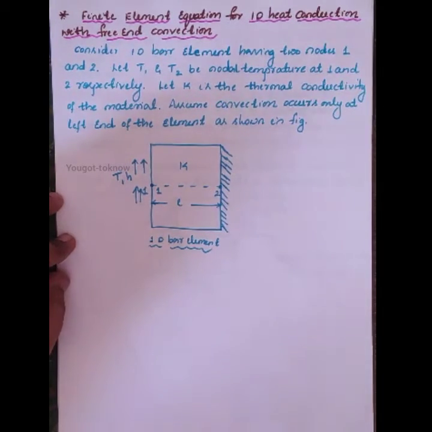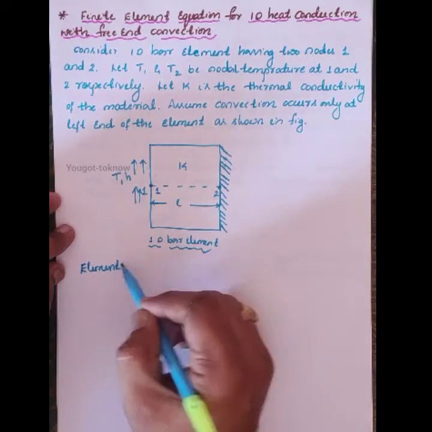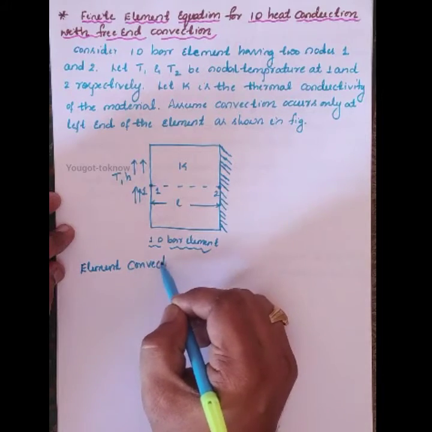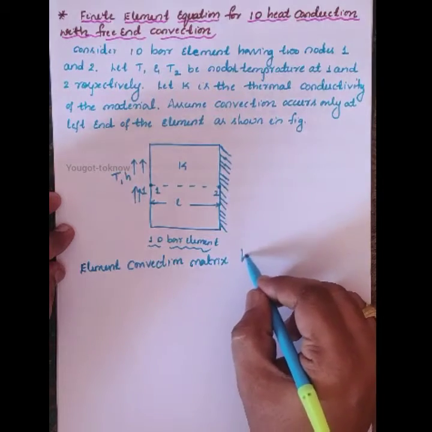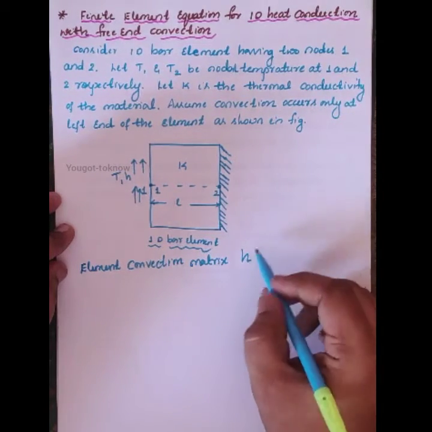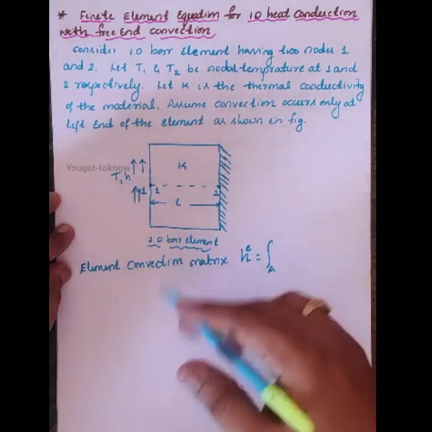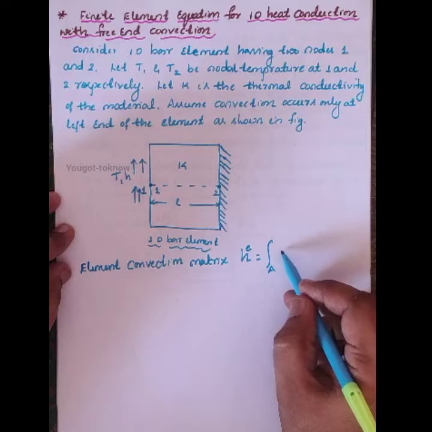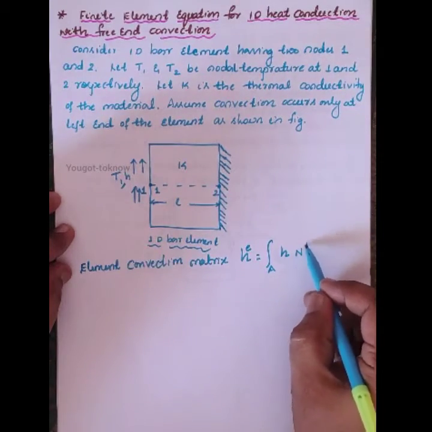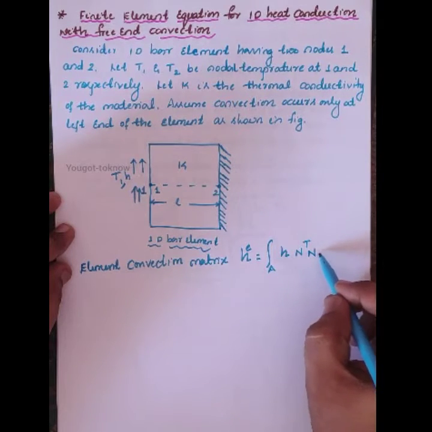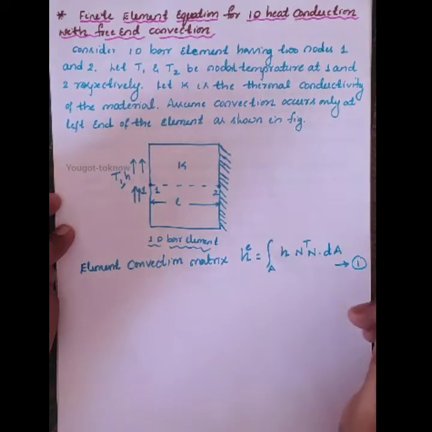For that, we now consider the element convection matrix. What is the element convection matrix? The element convection matrix, which we represent as an H matrix, I write as H^e. It is acting on the surface, because of that it is an area integral. H is the property. H^e equals the integral of H N transpose N dA. We will write it like this. This is the basic elemental equation for your convection.